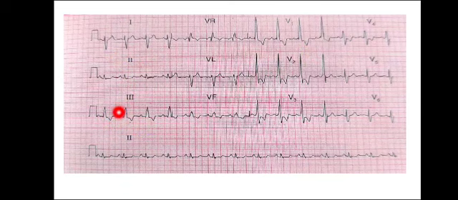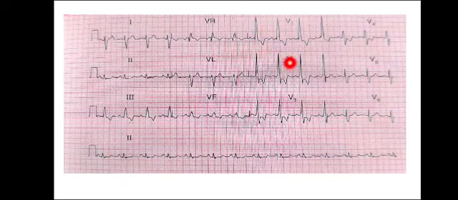Afterwards, we comment on the ST segment and the T wave. So there is T wave inversion in lead 3. There is T wave inversion in AVF. There's T wave inversion V1, V2, V3 and V4. Apart from that, we can see ST segments are normal, but the last thing that we see in the ECG is the R wave progression.